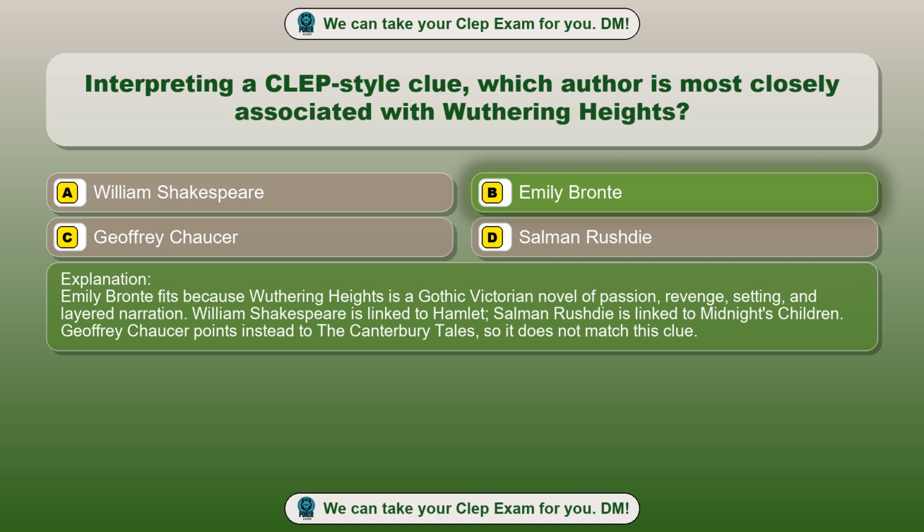William Shakespeare is linked to Hamlet. Salman Rushdie is linked to Midnight's Children. Geoffrey Chaucer points instead to the Canterbury Tales, so it does not match this clue.